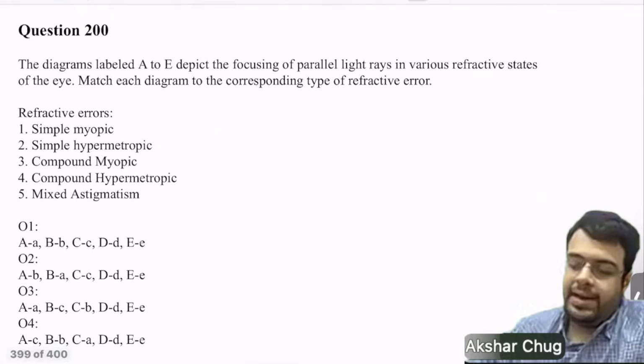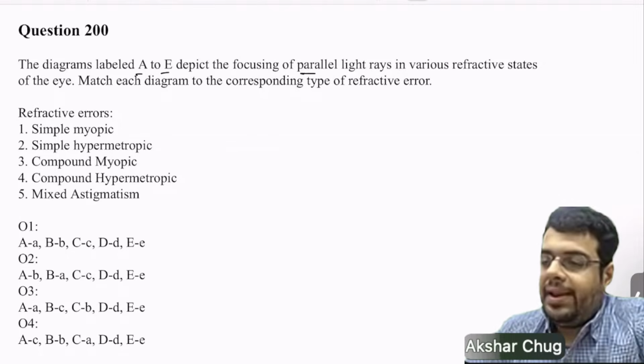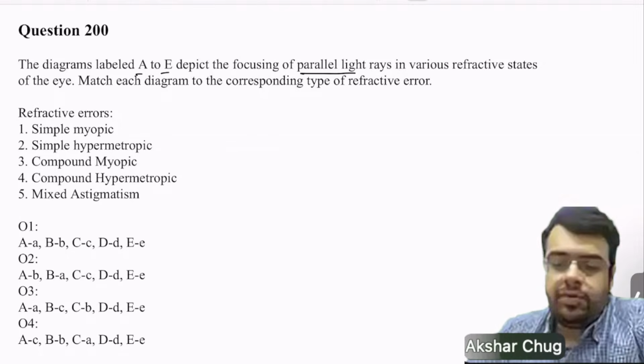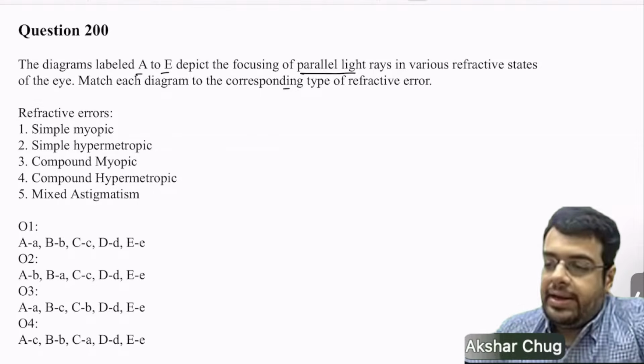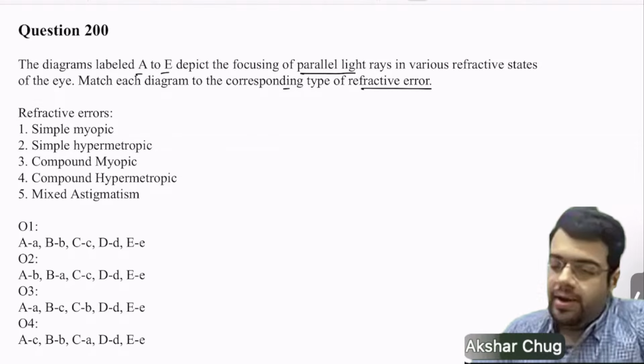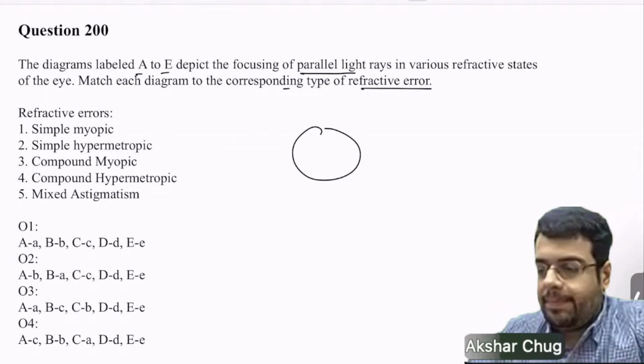Okay, so the last question of the day: the diagrams labeled A to E depict focusing of parallel light rays in various refractive states of the eye. Match each diagram to the corresponding type of refractive error. So, okay, we will draw it. We don't have the diagram. What will happen in simple myopia is the rays would just converge in front of the retina.